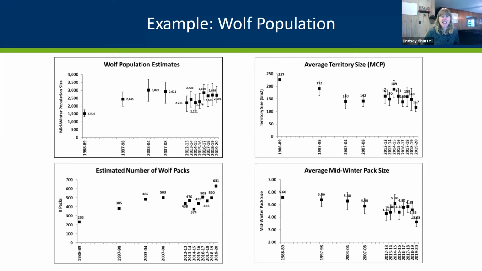Another good example of that is the wolf population. There are quite a few different metrics that go into modeling the wolf population estimate. If you look only at the number of wolf packs in the bottom left, you might think that the population is increasing. However, the population is relatively stable in the estimate, and that difference can be explained by a reduction in the average territory size and the midwinter pack size of wolves. So how do you know when you have all the right metrics?